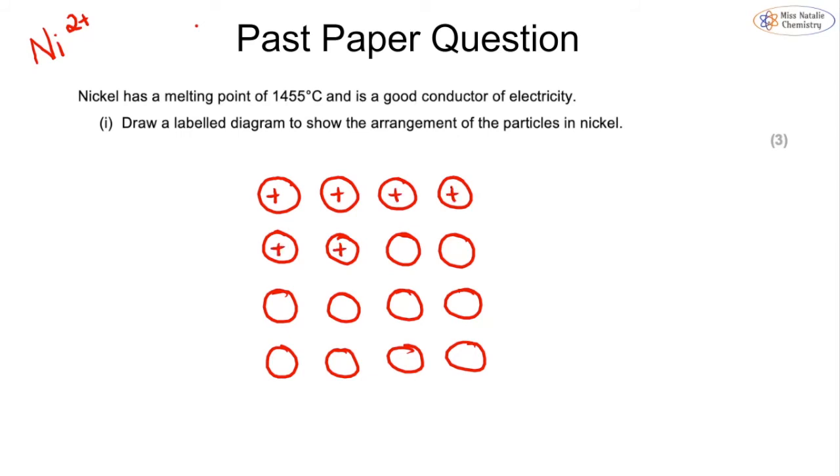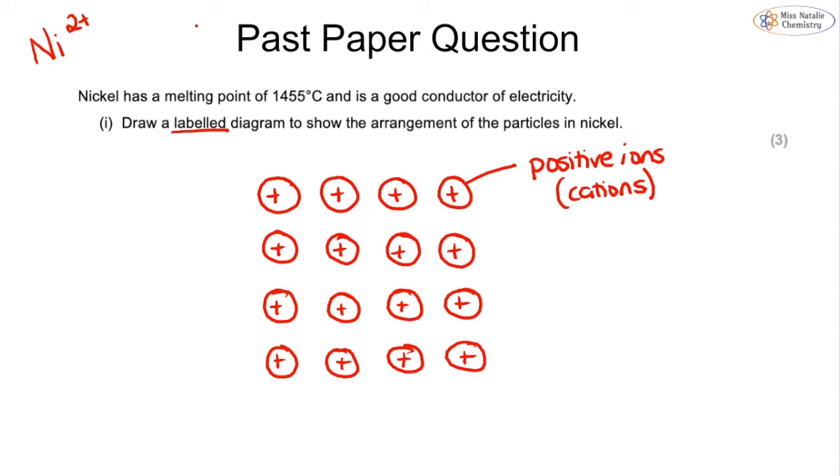Now, because of this particular question, they're not really specifying the charge. You can just write positive, or you can write 2 positive. They will accept both answers in the mark scheme. So you've got your circles with your positives, and of course we always want to have a labelled diagram. So we're going to label this as positive ions, or we could even call them cations. Please note that you have to specify that they are positive ions. If you just write ions, you'll not get the mark.